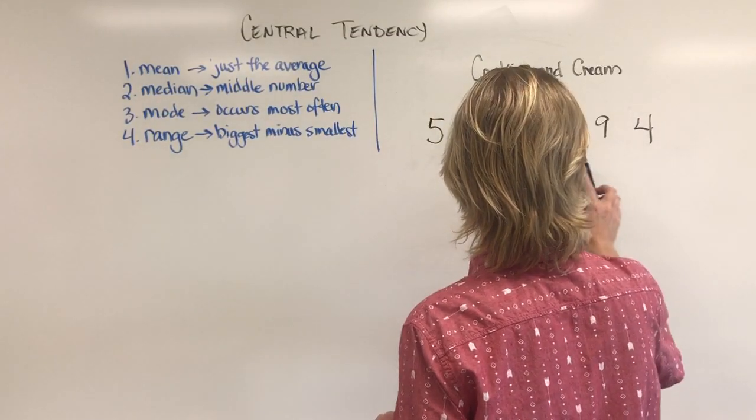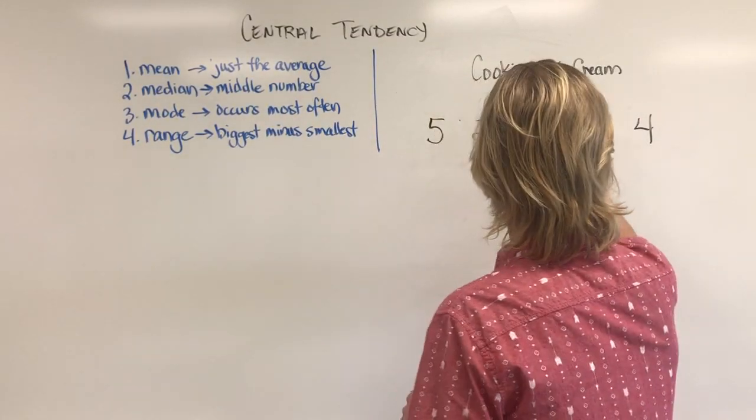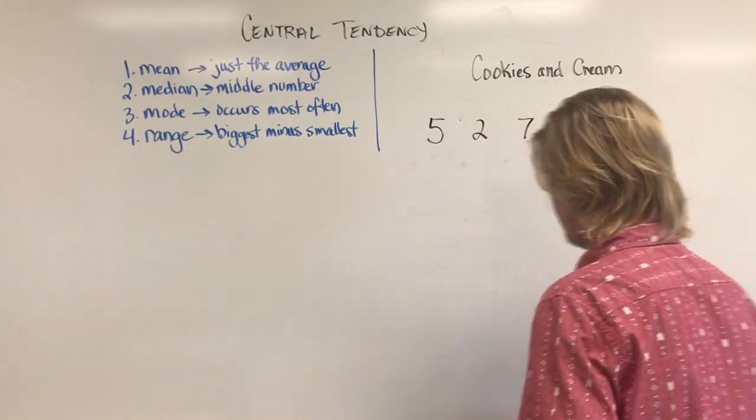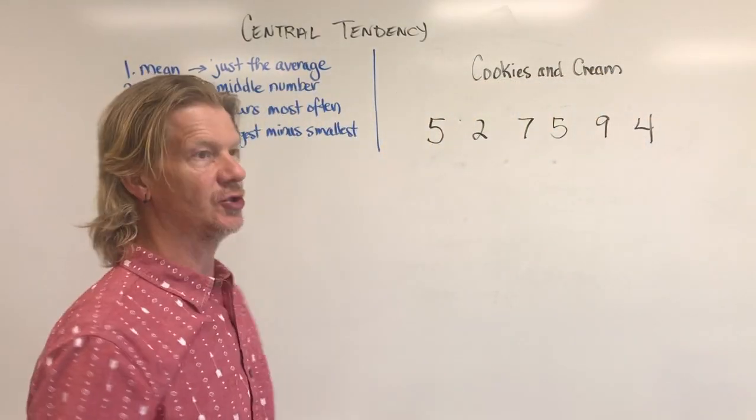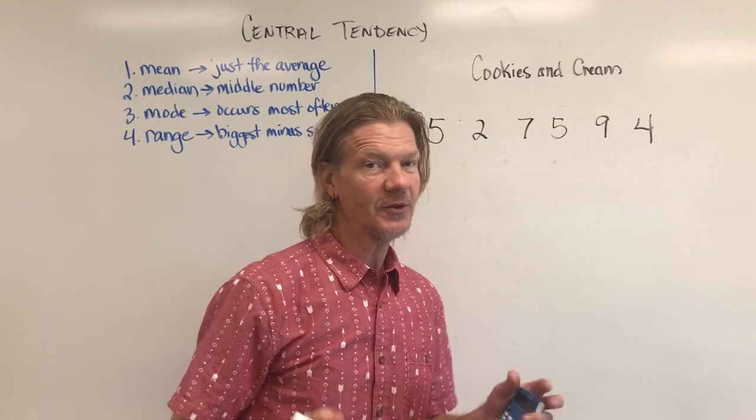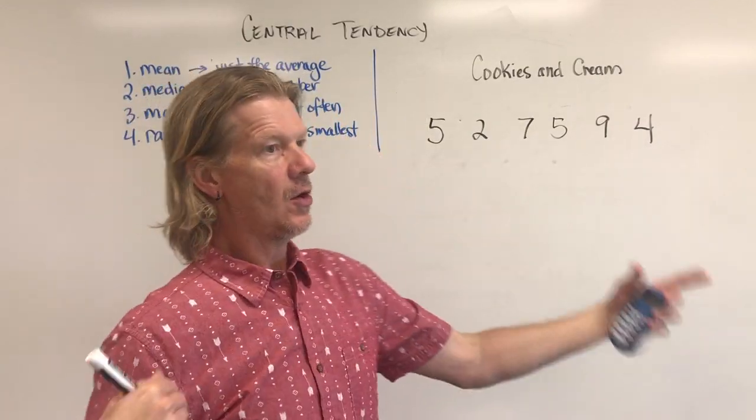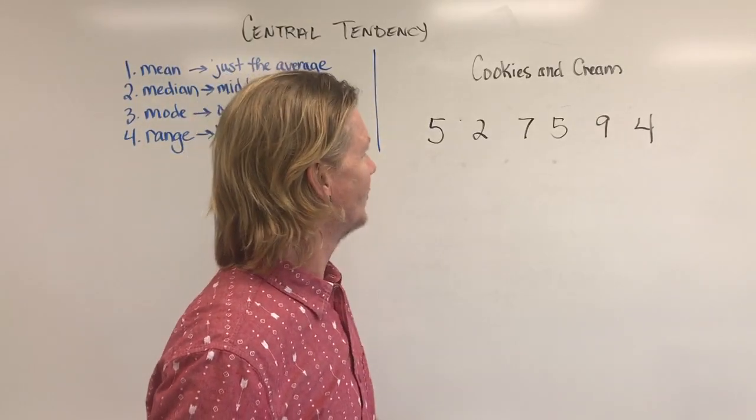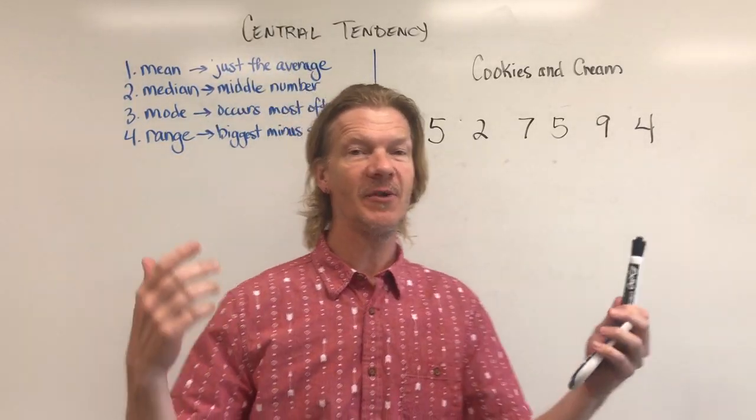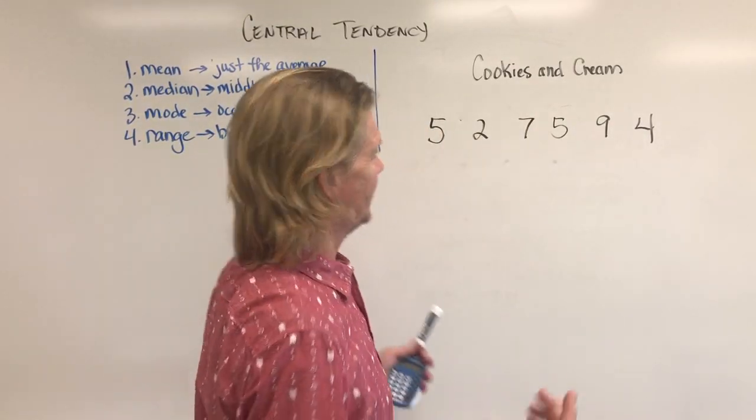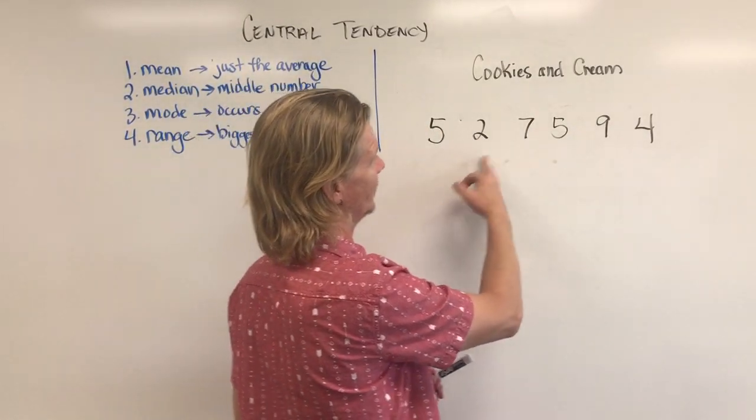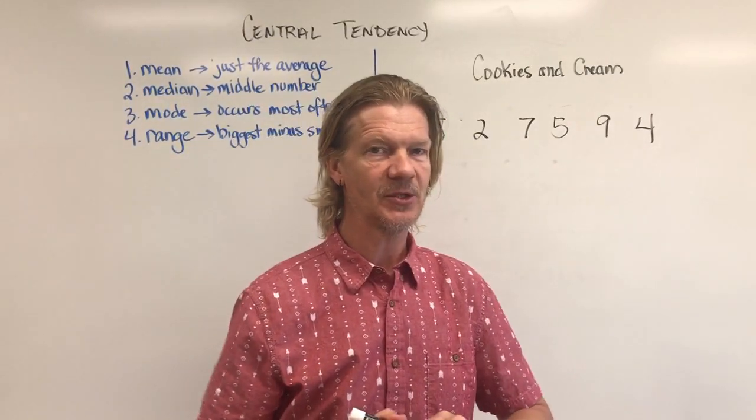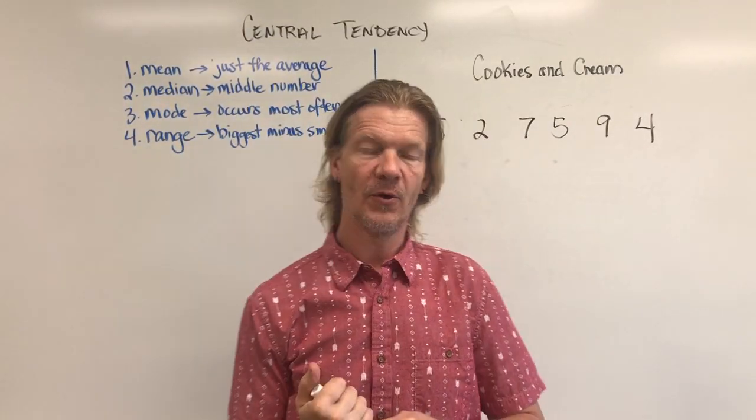So I've got this data here, and I just made up numbers. I was thinking what would be interesting to do, and I'm not exactly sure if this would actually work out this way, but I thought if we asked all 6 classes in our Eagle hallway how many of them liked cookies and cream ice cream, or maybe it was their favorite flavor, these could be the results. 5 people in one class, 2 in another, 7, 5, 9, and 4. It doesn't really matter. We're just making up numbers so we can work on these 4 different terms here.